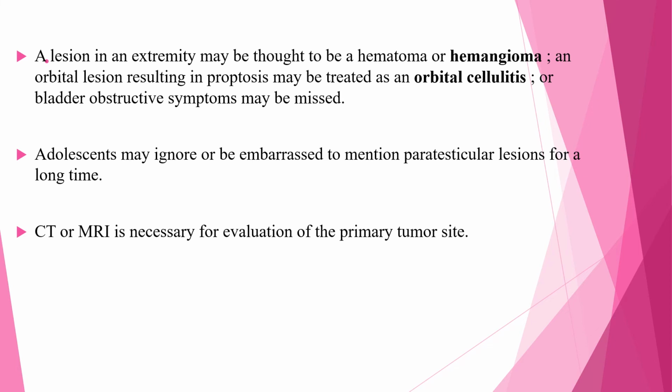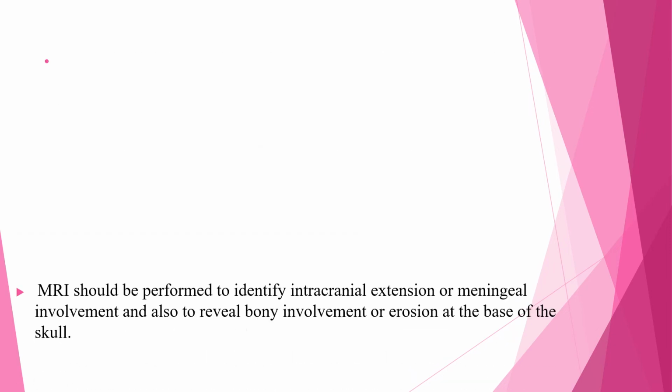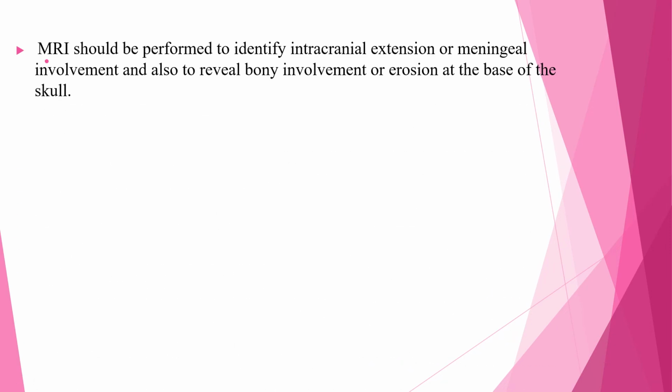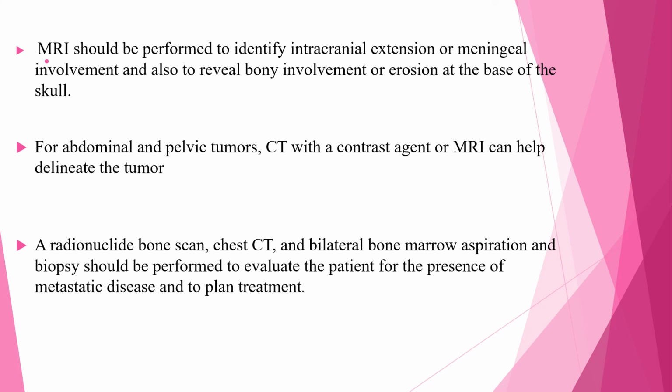CT or MRI is necessary for the evaluation of the primary tumor site. With signs and symptoms in the head and neck area, radiographs should be examined for evidence of tumor mass and for indication of bone erosion. MRI should be performed to identify intracranial extension or meningeal involvement, and also to reveal bony involvement or erosion of the base of the skull. For abdominal and pelvic tumors, CT with contrast agent or MRI can help delineate the tumor. A radionuclide bone scan, chest CT, bilateral bone marrow aspiration, and biopsy should be performed to evaluate the patient for the presence of metastatic disease and to plan treatment.